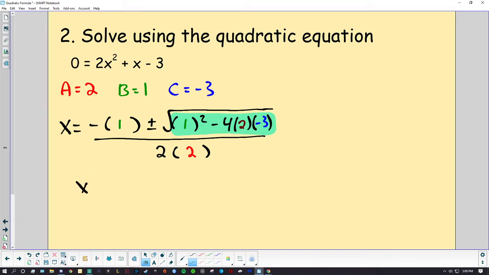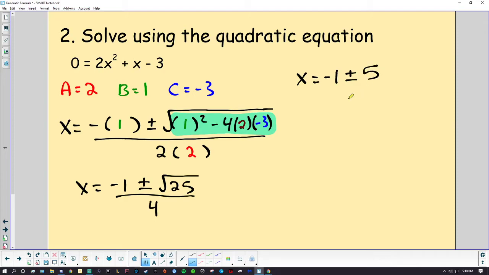So we have x equals a negative times a 1, -1, plus or minus the square root of 25, all over 2 times 2, which is 4. Okay, you know what to do. We got to simplify. The square root of 25, and we lucked out because the square root of 25 is easy. 5 times 5 is 25. So we have x equals -1 plus or minus 5 all over 4.